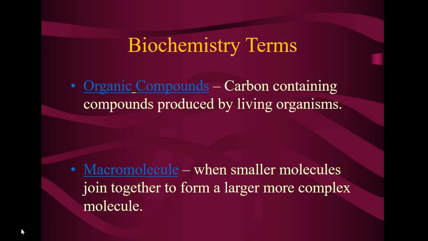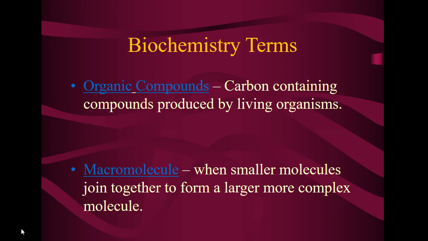Okay, let's look at glucose. Glucose is a sugar, and its formula is C6H12O6. Well, there are 6 carbons. That's what the C stands for. There's 6 carbons, 12 hydrogens, and 6 oxygens. That is an organic compound because it does contain carbon. So anything that contains carbon is an organic compound.